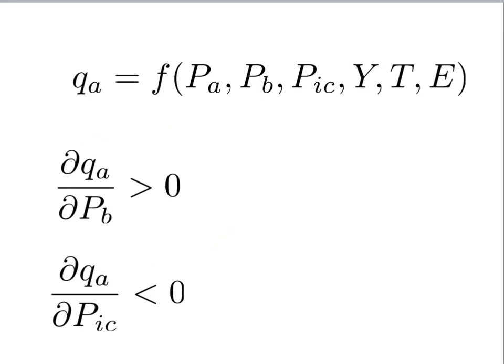What about substitutes and complements? Well, here we've got Jackie's partial derivative of the quantity of apples with regards to the price of bananas. It's positive. It's greater than 0. That means that apples and bananas are substitutes for Jackie. In other words, as the price of bananas goes up, Jackie wants to buy more apples. As the price of bananas goes down, Jackie wants to buy fewer apples. That's what this partial derivative being positive means.